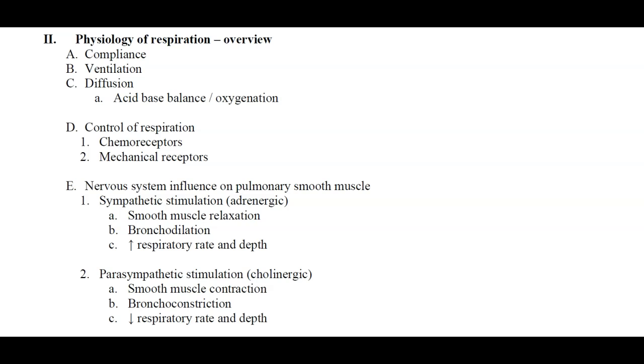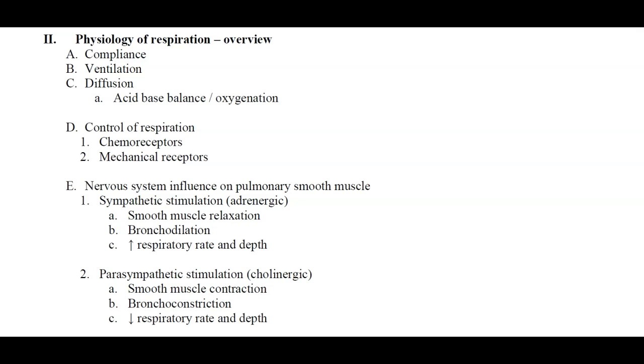Diffusion. Diffusion is the net movement of molecules from an area of high concentration to an area of low concentration. So CO2 moves from the blood to the alveoli where it can be exhaled by the lungs. It moves via diffusion. Acid-base balance or oxygenation.